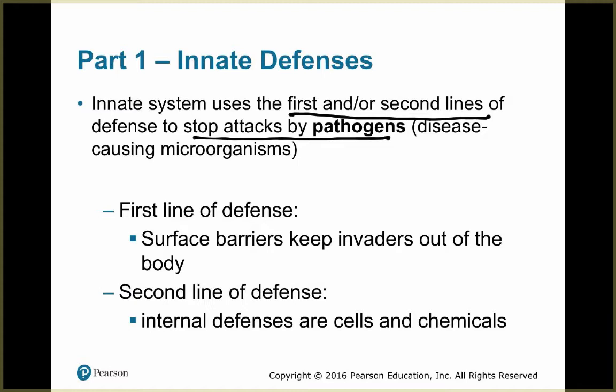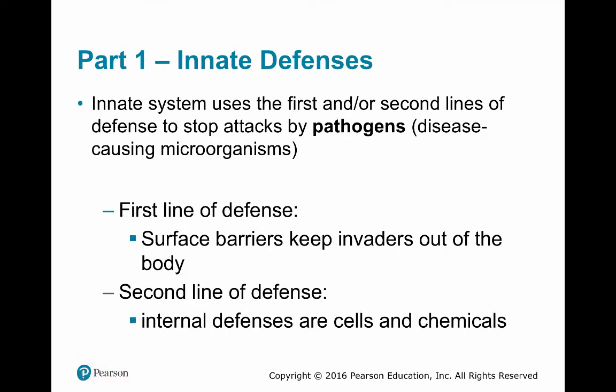So the first line of defense is the surface barrier. And we are going to try to make some kind of wall to keep invaders out of the body. The second line, again, is internal defenses. And these are going to be cells and chemicals that are going to do the best that they can to essentially get rid of anything that has come in contact with the body that could be bad.